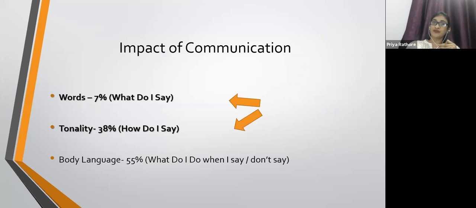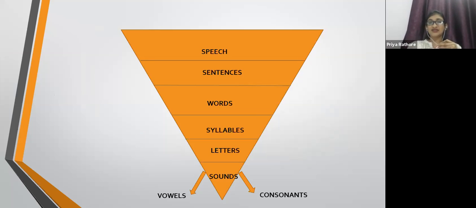So if anybody has done the inverted speech pyramid, maybe you could relate with this. This is how an inverted speech pyramid really looks. Now, at a broader spectrum, when we talk about the speech, we ask what a speech is made up of. The speech is made up of sentences. Many sentences make a speech.